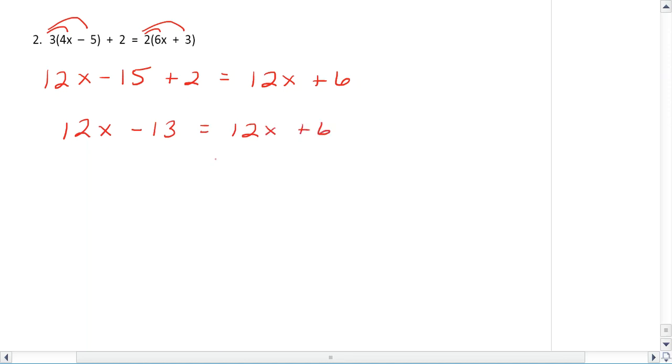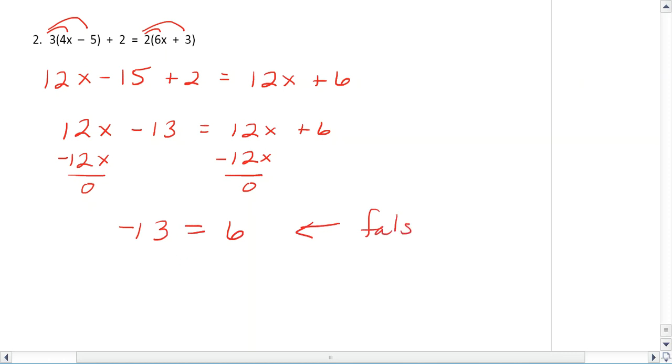Now we want to get the x's together on one side. So if I subtract a 12x on both sides, now this may look a little unexpected. 12x minus 12x is 0. So what I'm left with here is that negative 13 is equal to 6. Now, this is clearly a false statement.